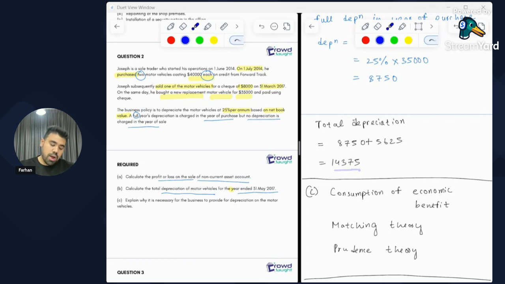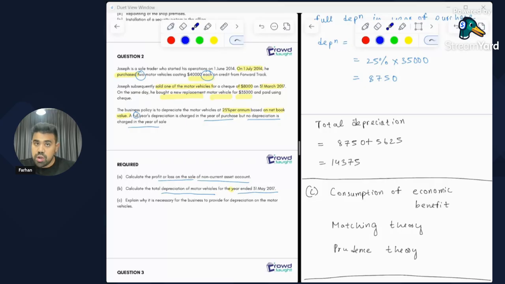All right. So let's move to part C. Explain why it is necessary for the business to provide for depreciation on the motor vehicles. Now, when we buy motor vehicles for business use, we're essentially using them within the business operations. So we understand that the useful life comes with these motor vehicles, and we are consuming the economic benefit, or a portion of the cost, over its useful life. And as we consume the economic benefit, we are using a portion of the cost, and this portion of the cost gets expensed, which is what we classify as depreciation expense.